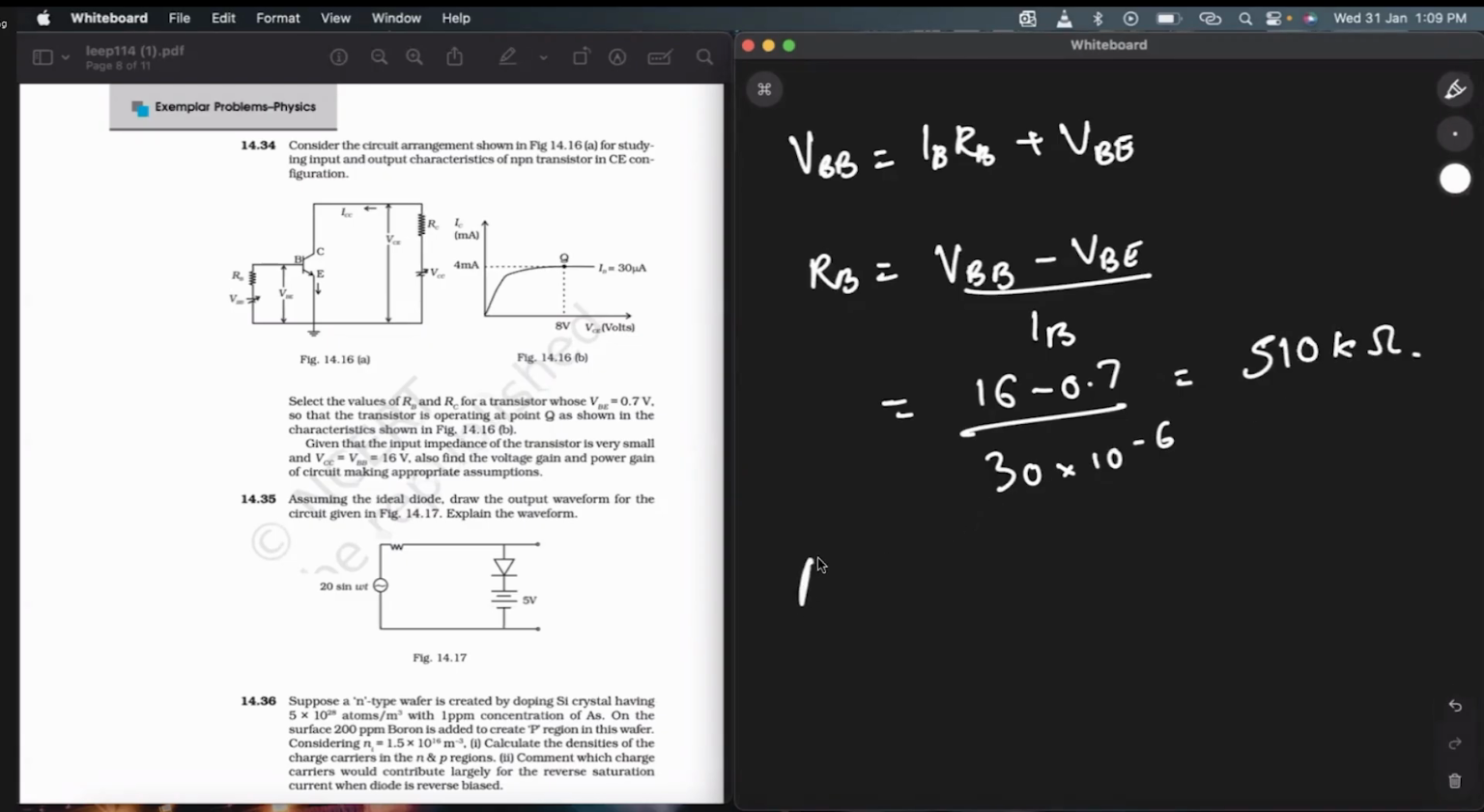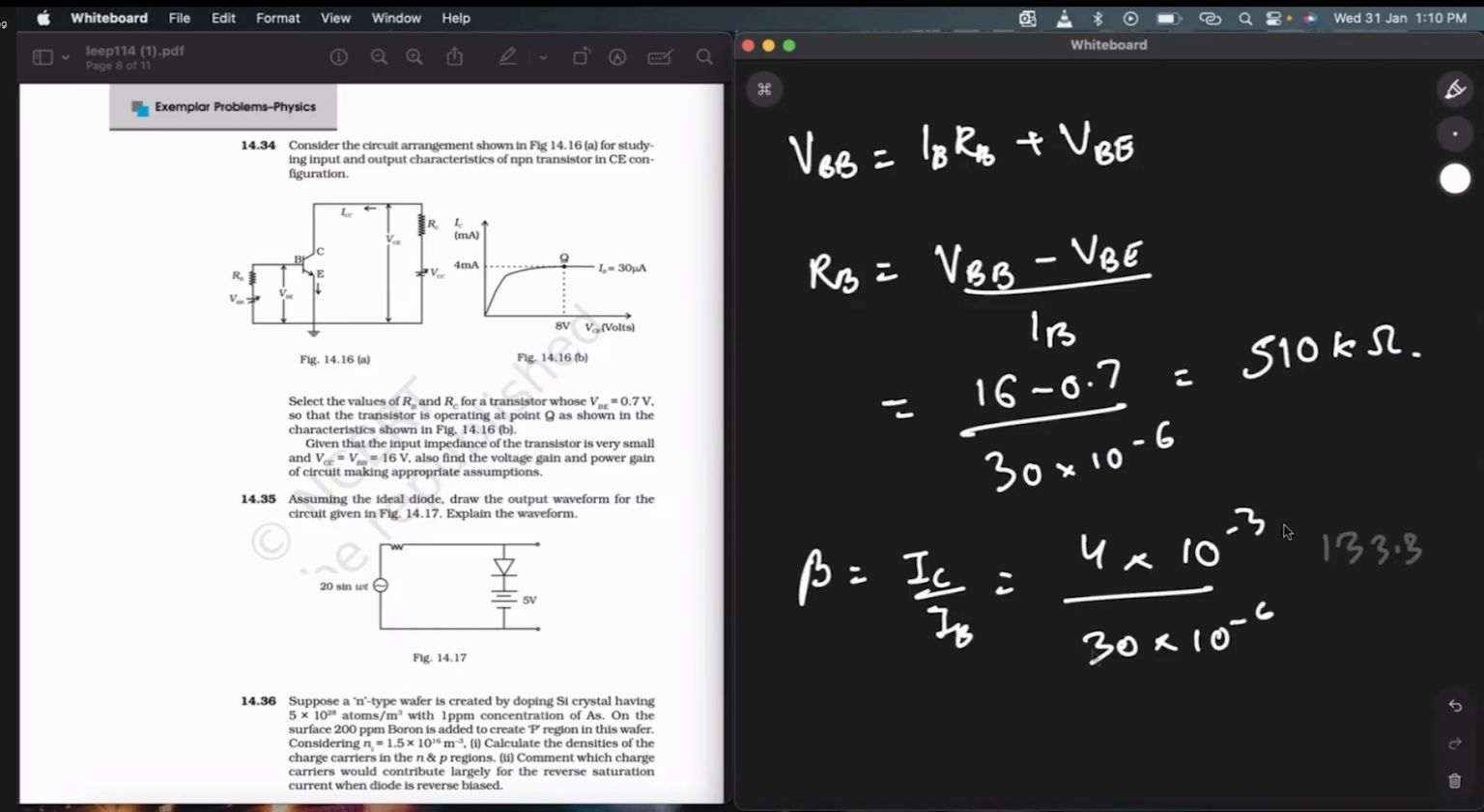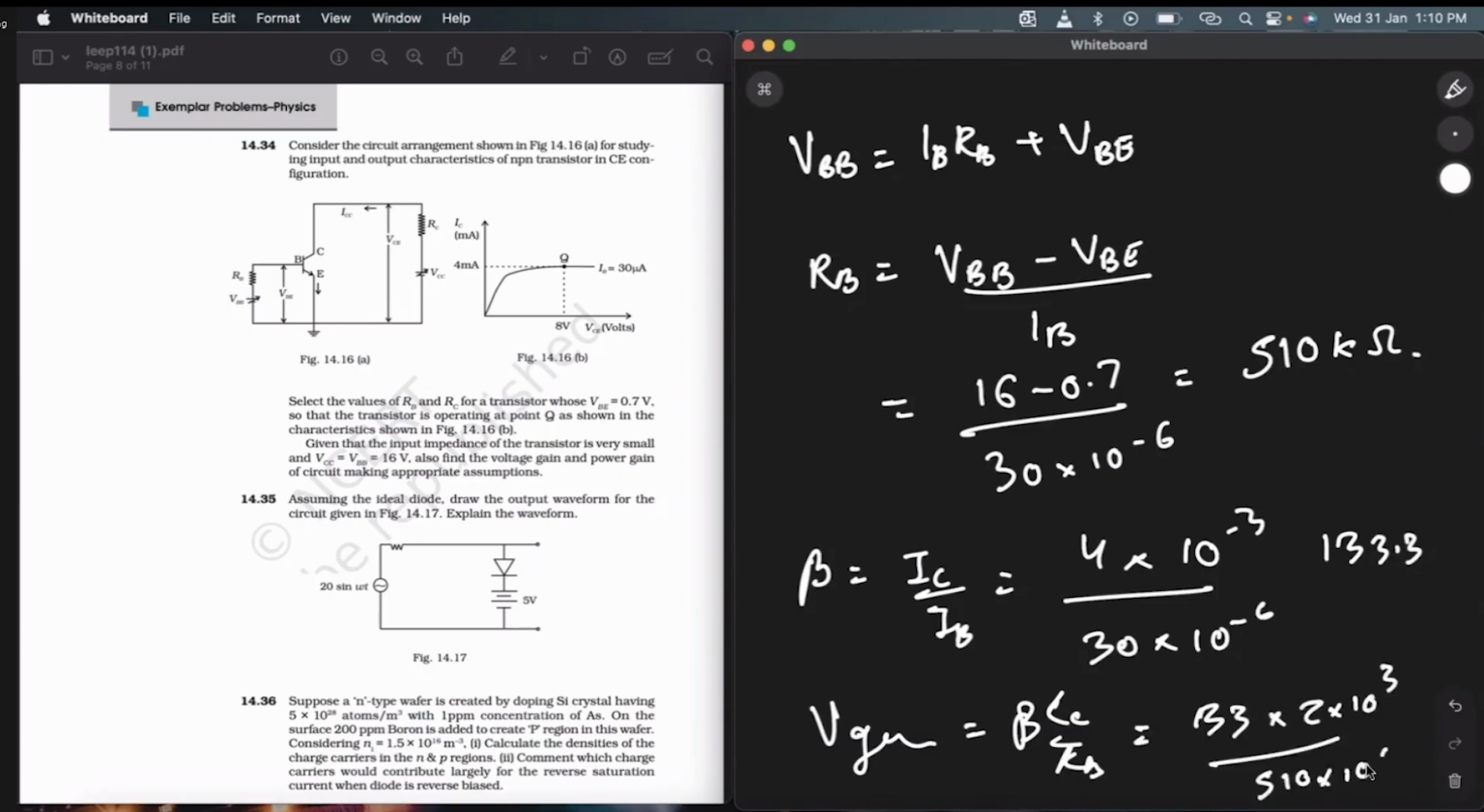Alright. Now again, beta is nothing but IC upon IB, and we already know the value for both of them. So just put the values over here, and you'll get 4 divided by 30. So voltage gain, beta RC by RB. So it is 133 into 2 into 10 to the power of 3 divided by 510 into 10 to the power of 3. Okay, 133 into 2, 266, divided by 510.